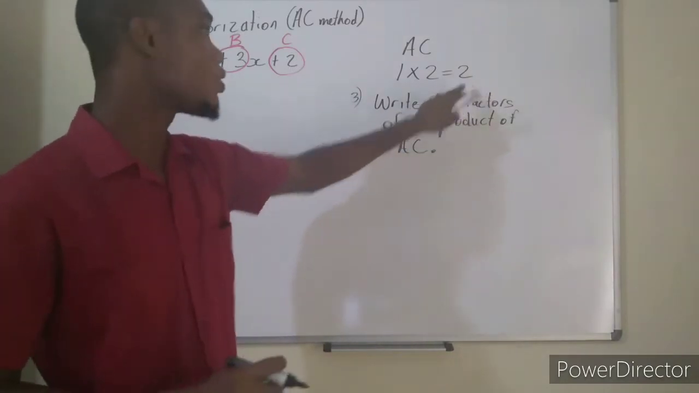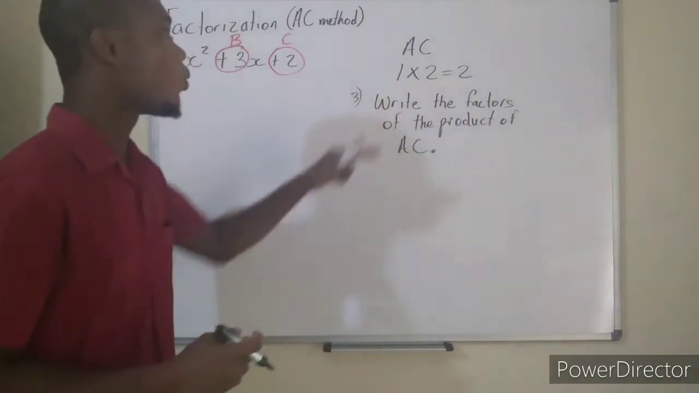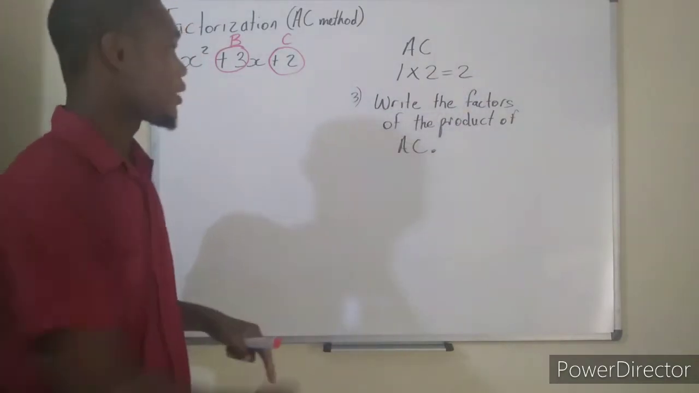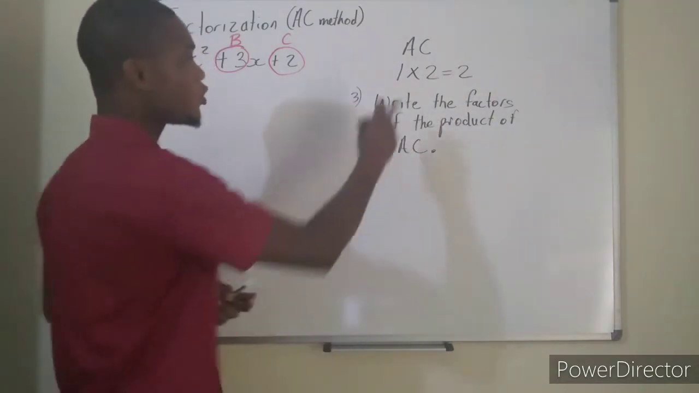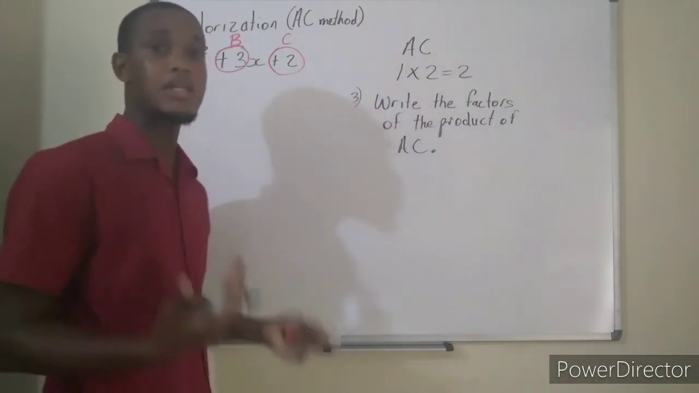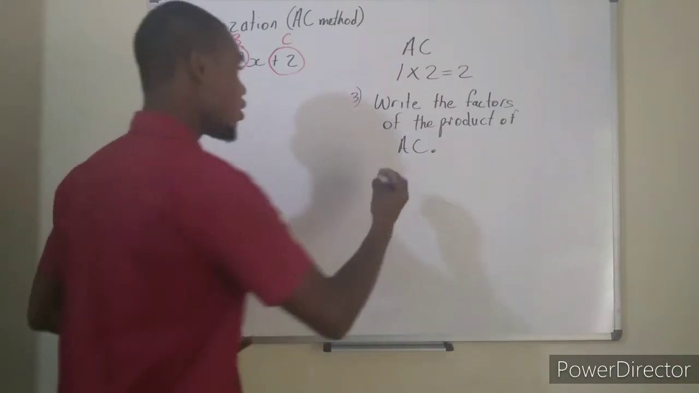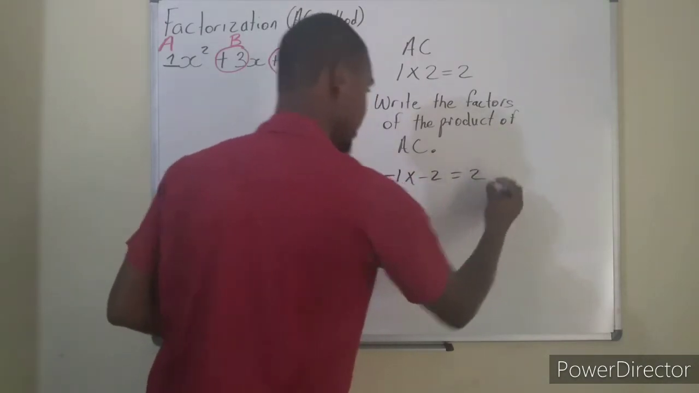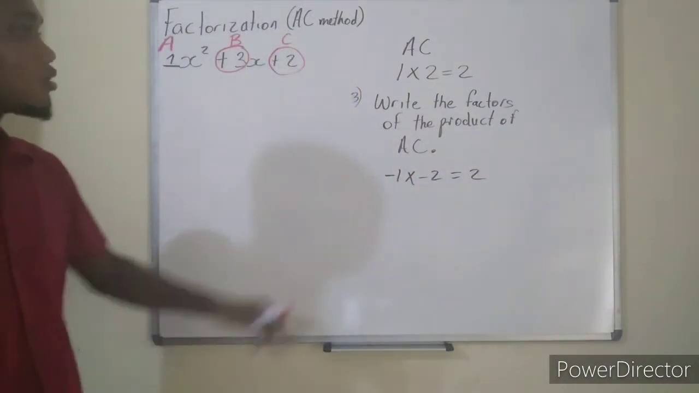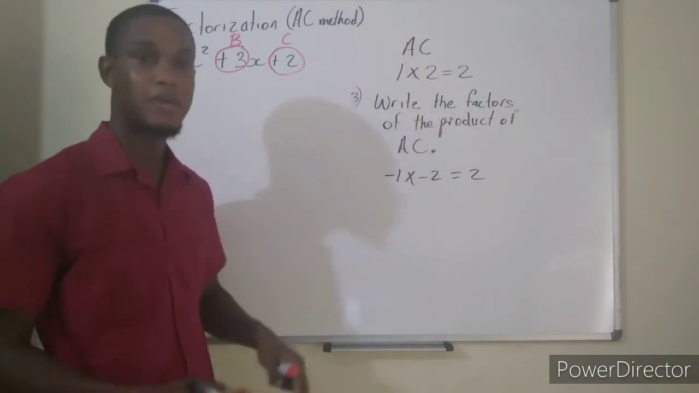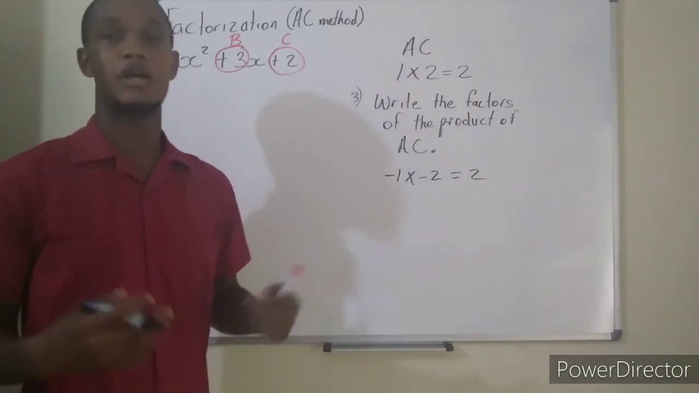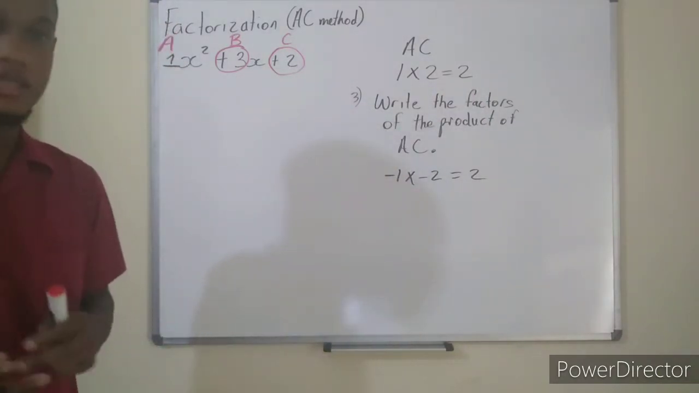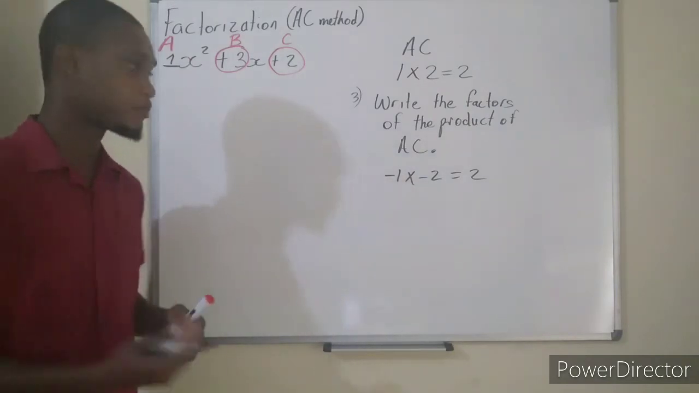So AC was 2. So factors meaning what numbers exist in reality that can multiply together to get the value. So if it's 2, you write out the factors. So you already know that 1 times 2 gives you 2. But what else can multiply to give you 2? You also have negative 1 times negative 2, and that can give you the answer of 2. So these are the only 2 sets of factors that you can multiply together in order to get 2. Now when you get to this stage, you will go on to step 4.